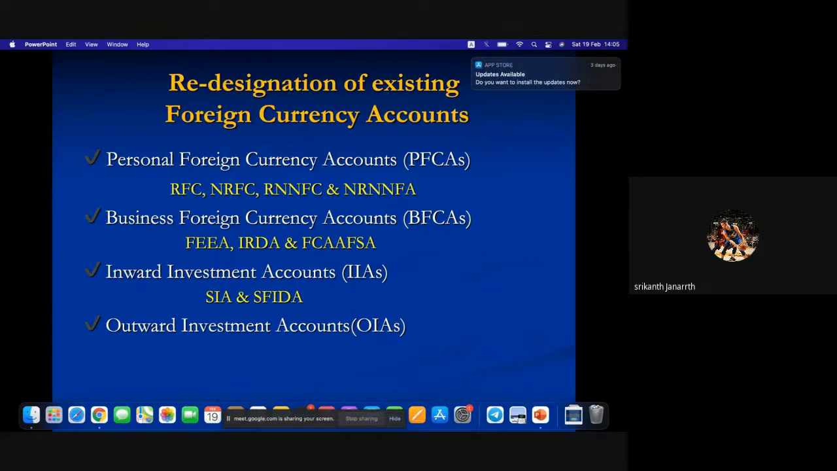The people who are working in other countries, Sri Lankans working in the Middle East, or Sri Lankans working in any other country, those people also wanted to open a foreign currency account. So Central Bank gave the permission. That became NRFC, non-resident foreign currency account.